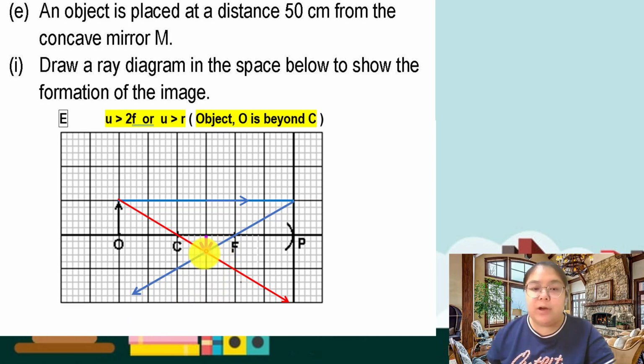Okay, so from here we compare the image and the object. You find the image becomes smaller. The question doesn't ask you to mention the characteristic. They just want you to draw. So a drawing like this is normally 3 marks. One line, 1 mark. Finally, the image is another mark. So total is a 3 marks answer.